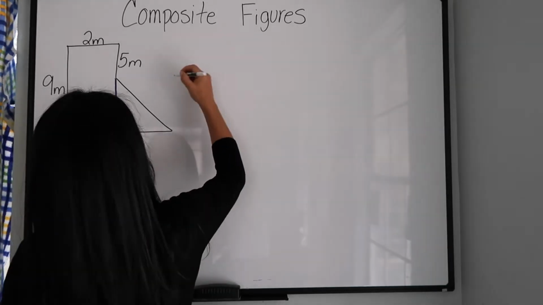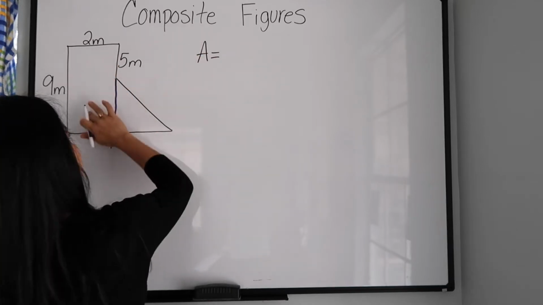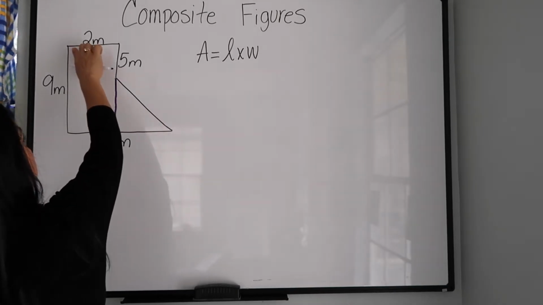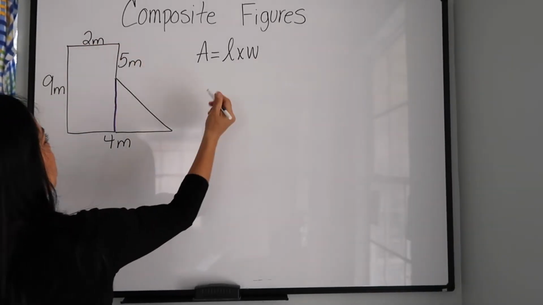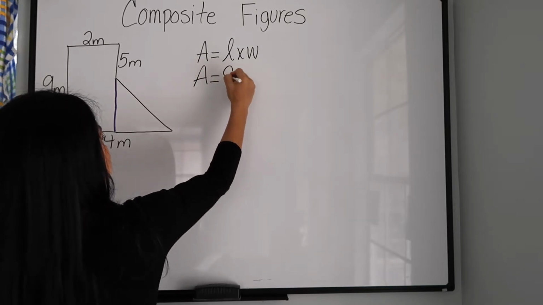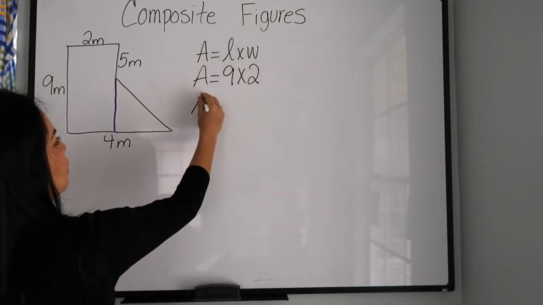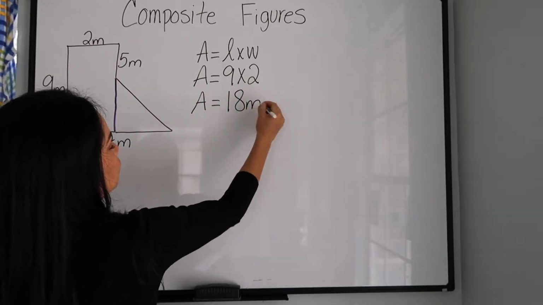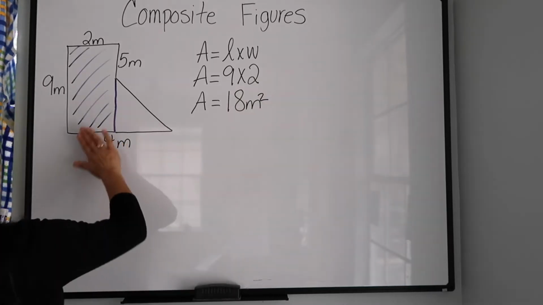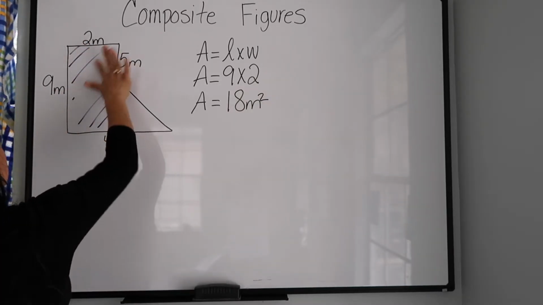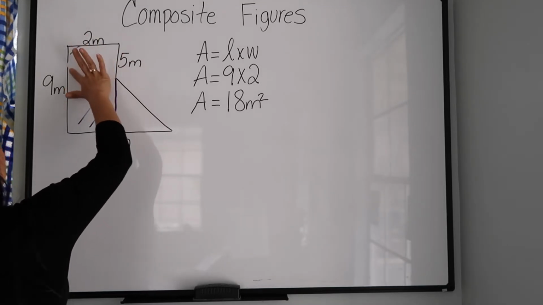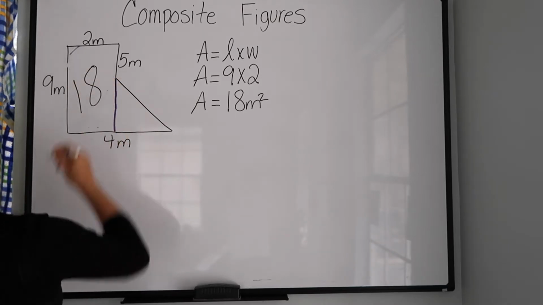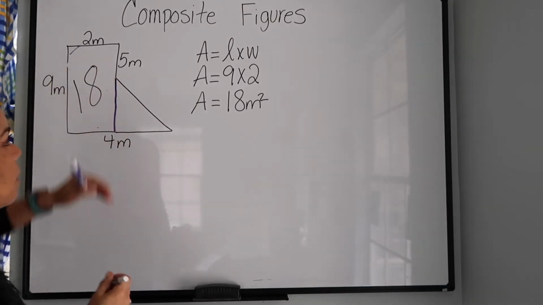So let's apply area equals, for the rectangle, length times width. Length times width for this rectangle will be area equals 9 times 2. 9 times 2 is 18, and we're talking about meters. Don't forget about your units, meters squared. You can either cover that or just write the number 18 inside this rectangle. So let's do that. 18, that's the area of this rectangle.